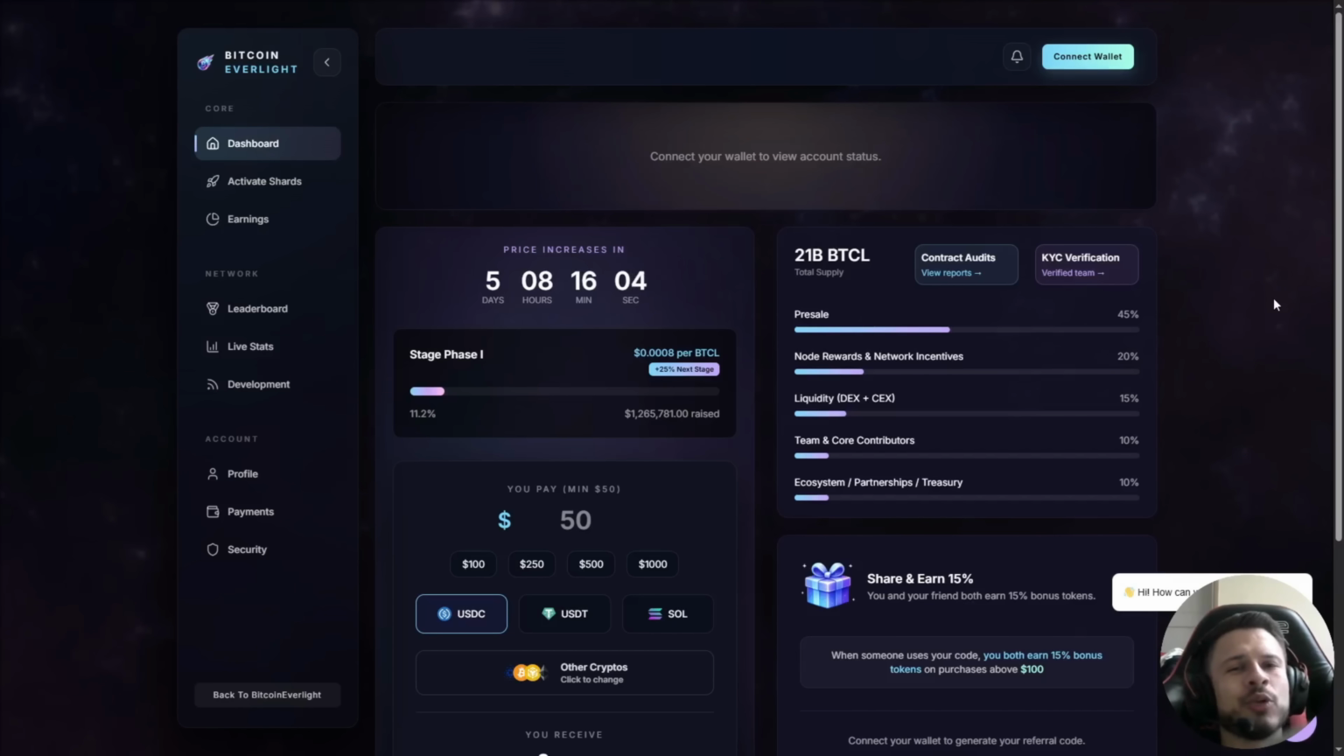Inside the dashboard, users can connect their wallet using Wallet Connect, track all their payments, monitor token allocations, view shard activation progress, and track their rewards as they accumulate. Everything is designed to make the process transparent and simple, which is something many crypto projects still struggle to achieve.